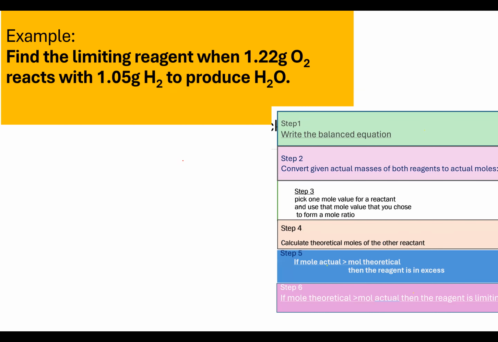So here are the steps that we're going to follow. First of all, we're going to write the balanced equation for the question, so we have to read the question very well. Here, for example, it says, find the limiting reagent when 1.22 grams of oxygen reacts with 1.05 grams of hydrogen to produce H2O. The first thing you want to do is write your balanced equation. Your equation would be O2 plus H2 gives H2O.